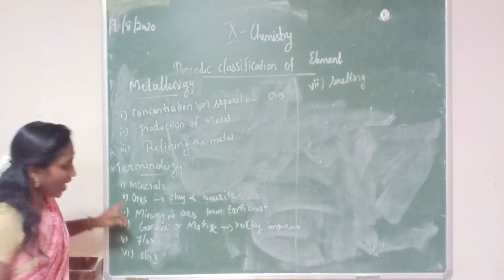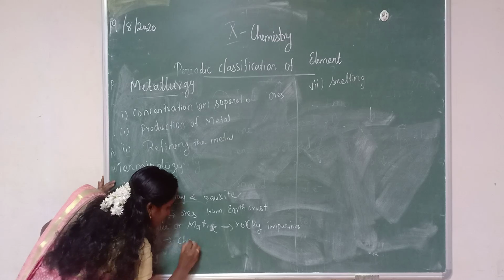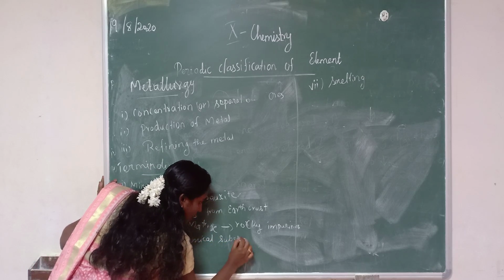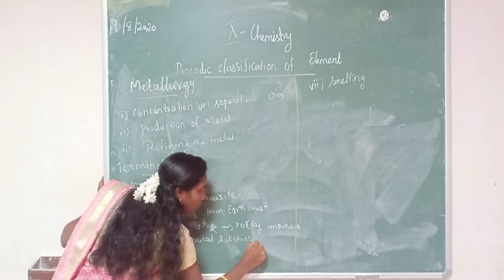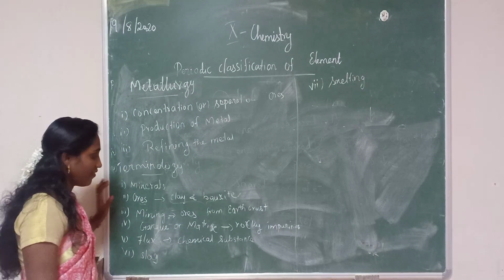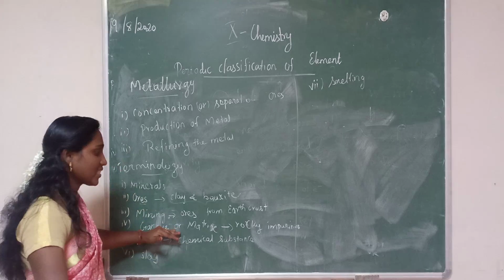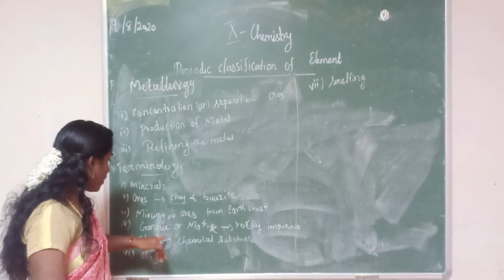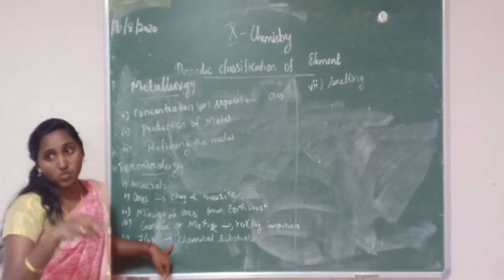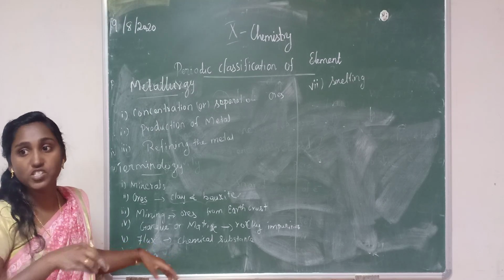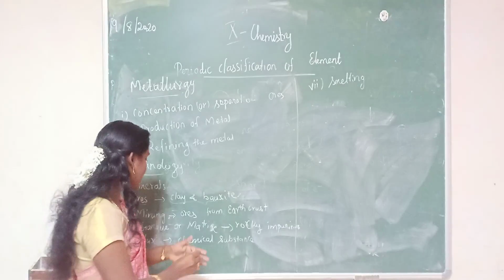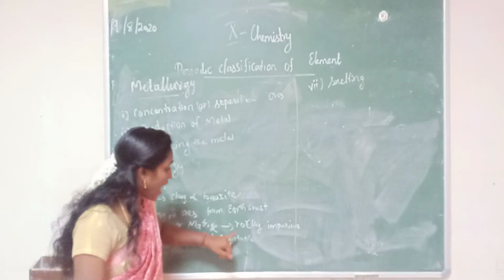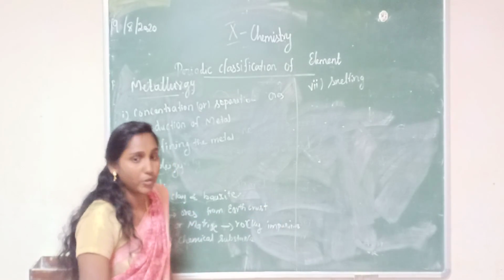Then flux. Flux means it is a chemical substance. It is added to remove the impurities. When we add the flux to the gangue, which contains rocky impurities, right? So flux means one chemical substance. When we add some chemical substance to that ore, the impurities will be separated. So the chemical substance is added to remove the impurities.